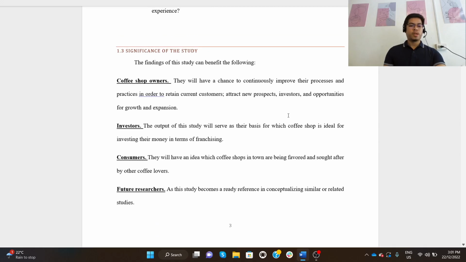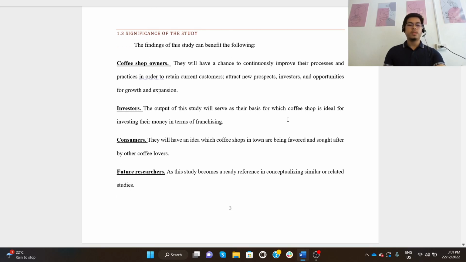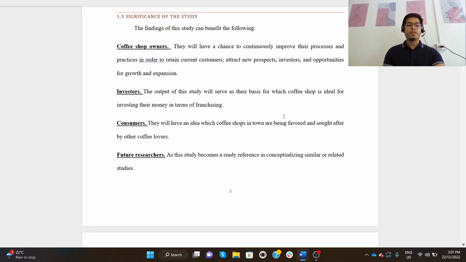Let's proceed to the significance of this study. So the findings of the study can benefit the following. First of all, coffee shop owners, of course. So they will have a chance to continuously improve their processes and practices in order to retain current customers, attract new prospects, investors, and opportunities for growth and expansion.